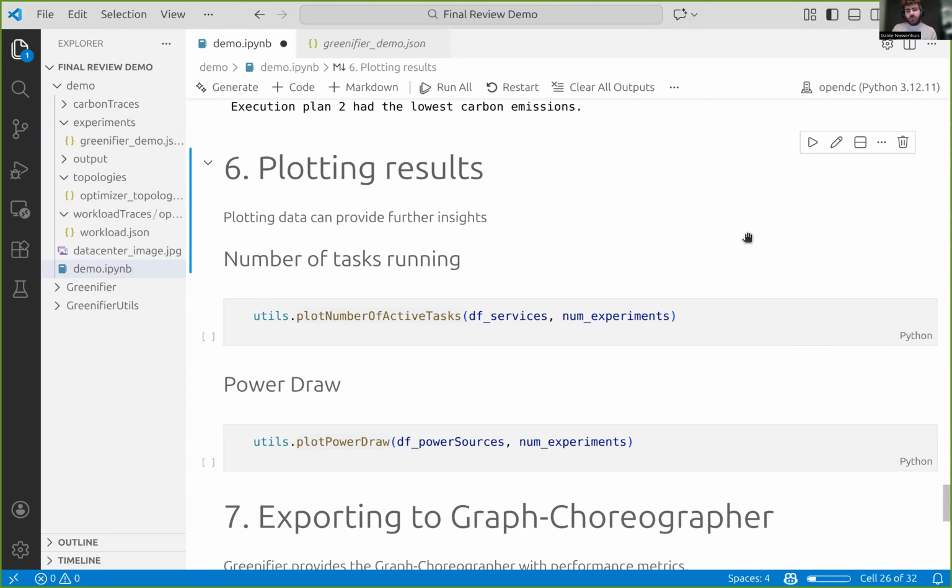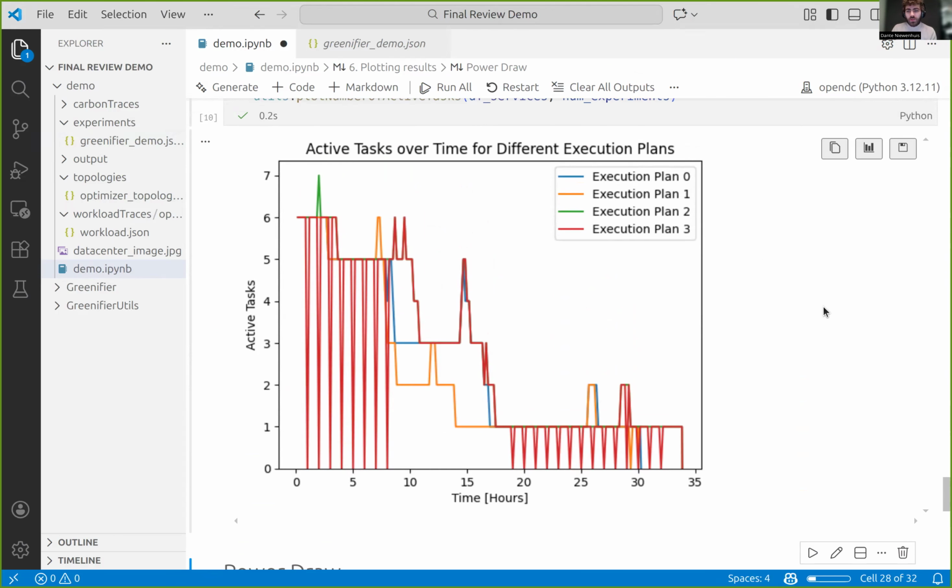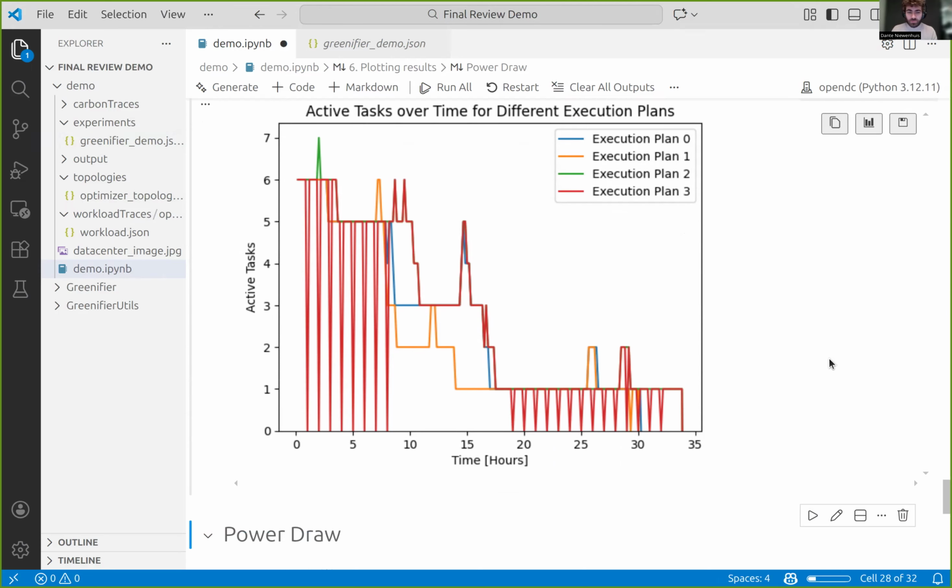Besides looking at single results, we might want to plot the results to get a better insight of the behavior of the different execution plans. For example, we can look at the number of tasks that are being executed at a given time during the operations. There we can see that some have more peaks, some have more valleys, and especially the red line is interesting, where we can see a sort of on and off structure. This is caused by the load shifting that tries to delay certain tasks to better align with carbon intensity.